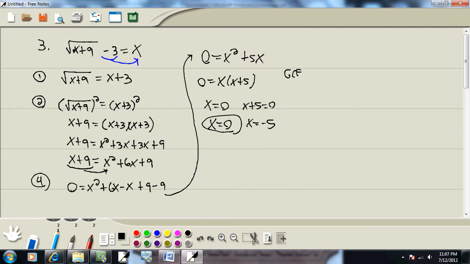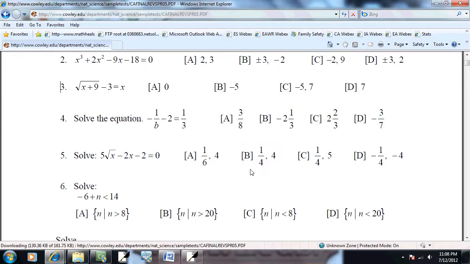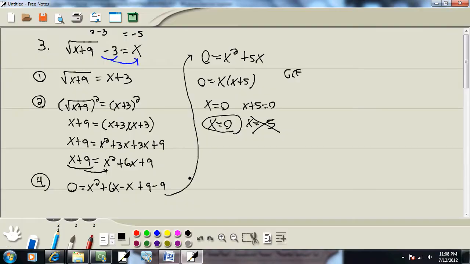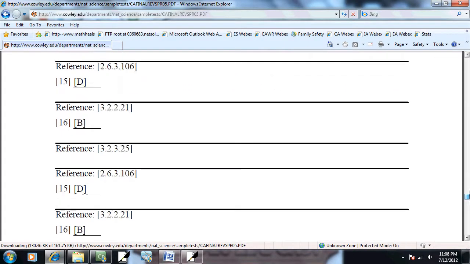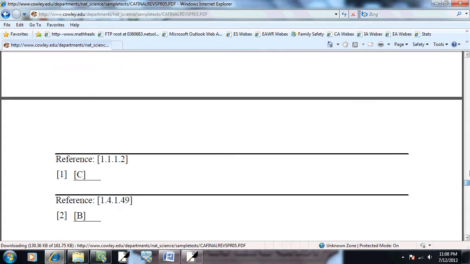Now negative 5. Negative 5 plus 9 is 4. Square root of 4 is 2. So on this side we'd have 2 minus 3. And if I put negative 5 in for the x over here, we get this. Well, 2 minus 3 is negative 1. So negative 1 does not equal negative 5. So that does not check. So our only answer is x equals 0, which would be A. So 3A. Let's go look at that. And that checks.